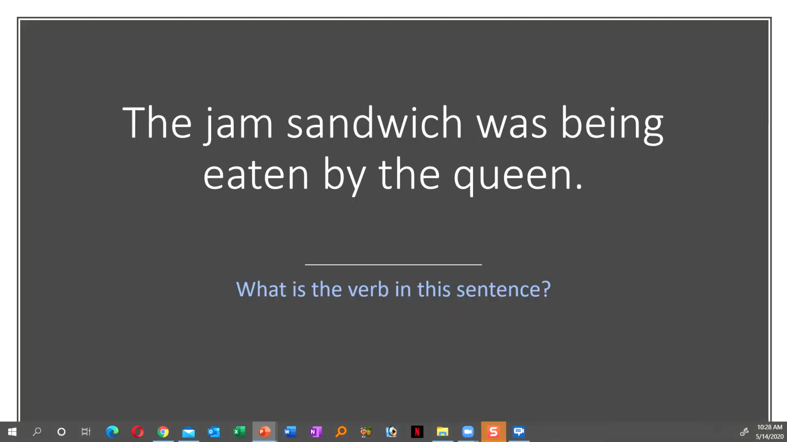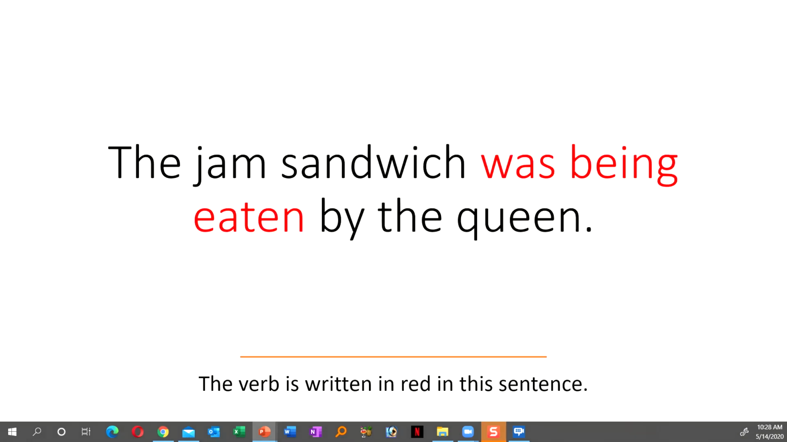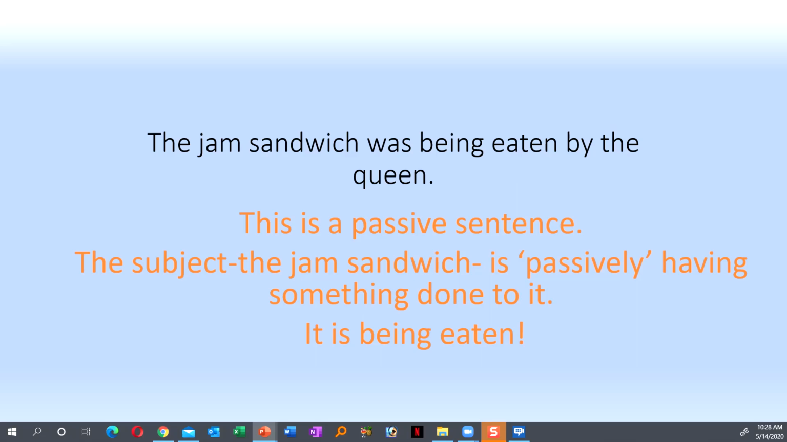Let's keep going. What is the verb in this sentence? Was being eaten is the verb in this sentence. So now this is certainly passive voice. The subject, the jam sandwich, is passively having something done to it. It is being eaten, right? So this is a passive sentence, right?